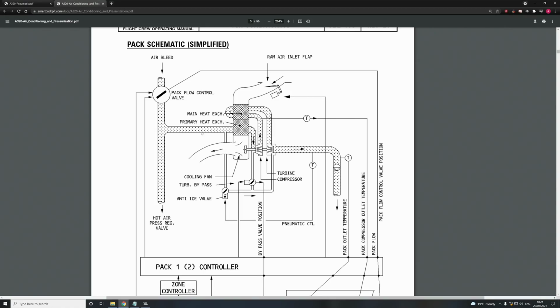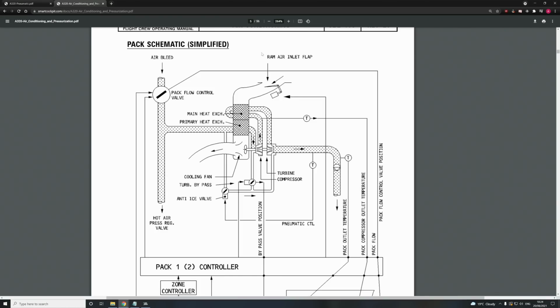But for now, we'll just go ahead with magic happens here, and you get cool air coming out of the other side. So first heat exchanger, through the compressor, second heat exchanger, and then you've got some really nice cool air coming out, courtesy of the exhaust from the turbine.